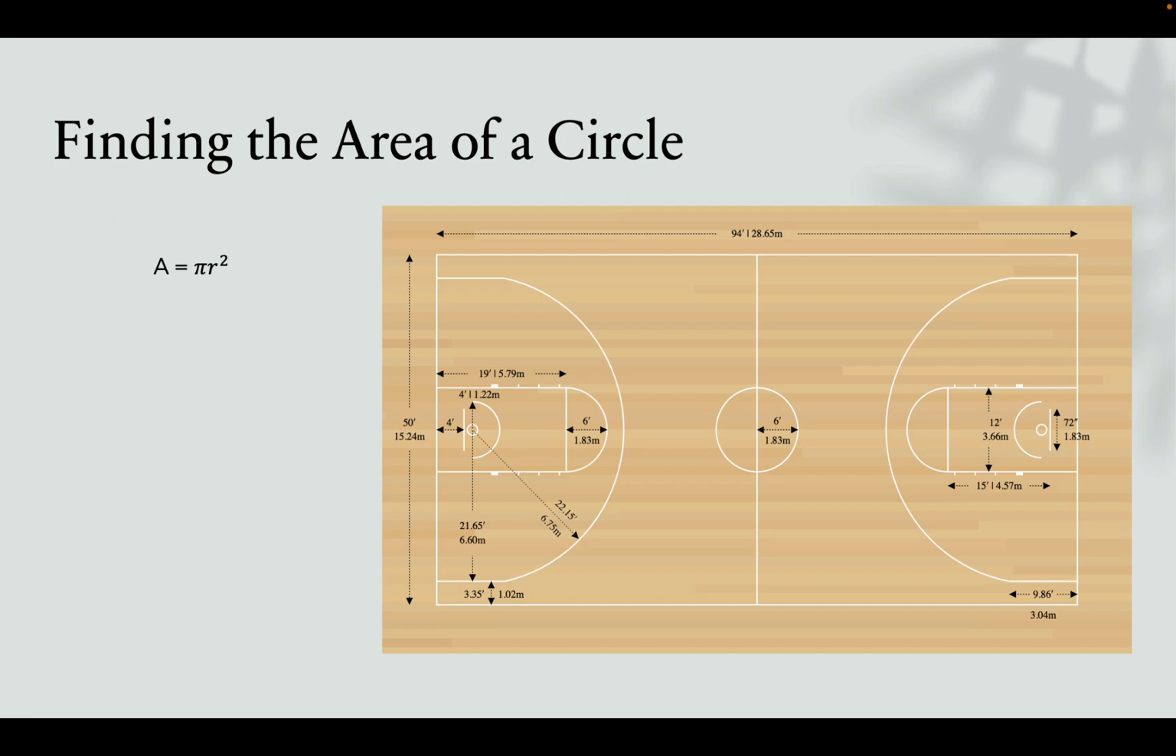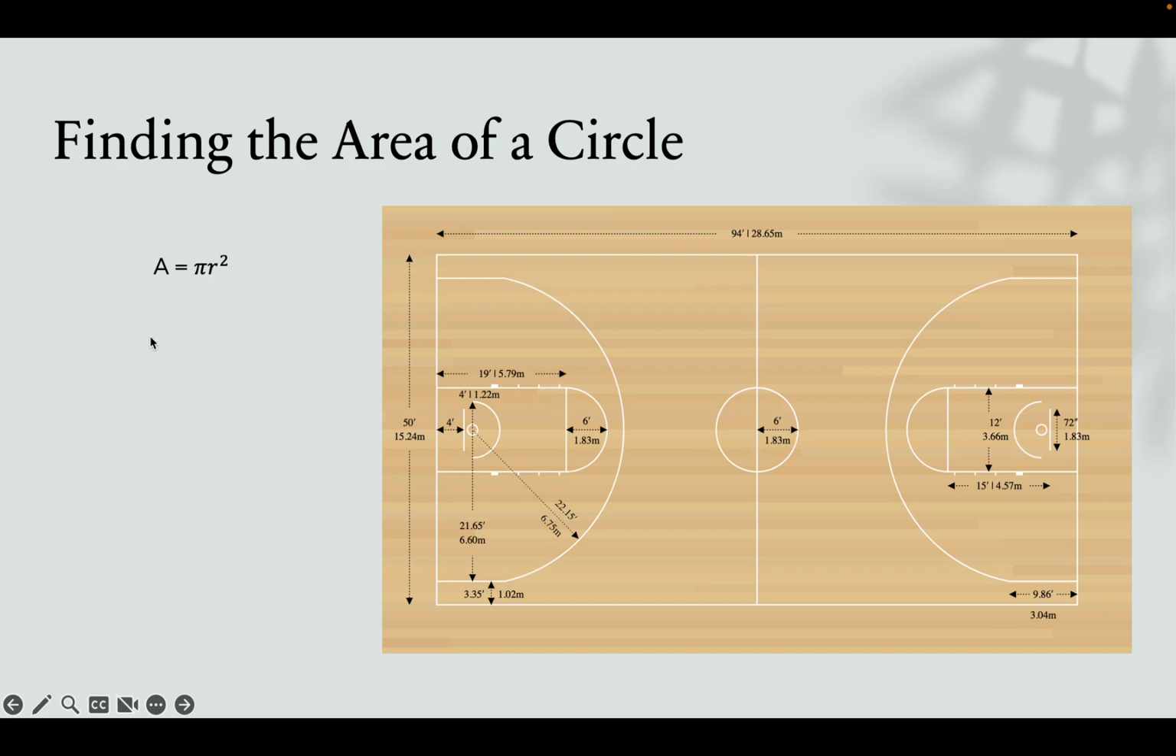But it actually makes things a little bit easier if I just leave my answers in terms of pi. When I leave it in terms of pi, that means I'm going to have the pi symbol in my answer. So let's give that a shot. In this case, I have a circle. The radius is 6 feet. From the center of the circle to the outside is 6 feet.